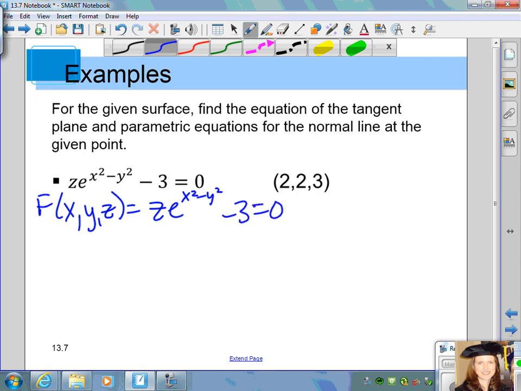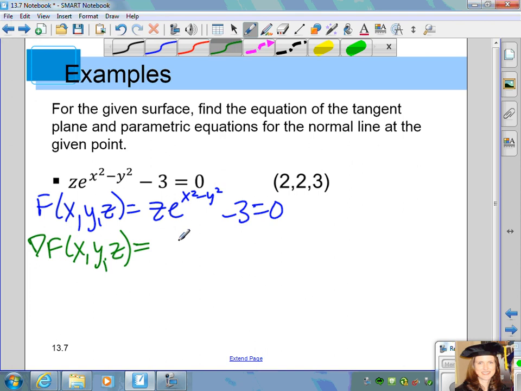We can find the gradient of that capital F of x, y, z. Those are going to be the components of your normal vector. That's a vector that is normal to the surface. When you take the gradient, again, you're taking the partial derivative with respect to x, the partial derivative with respect to y, and the partial derivative with respect to z.